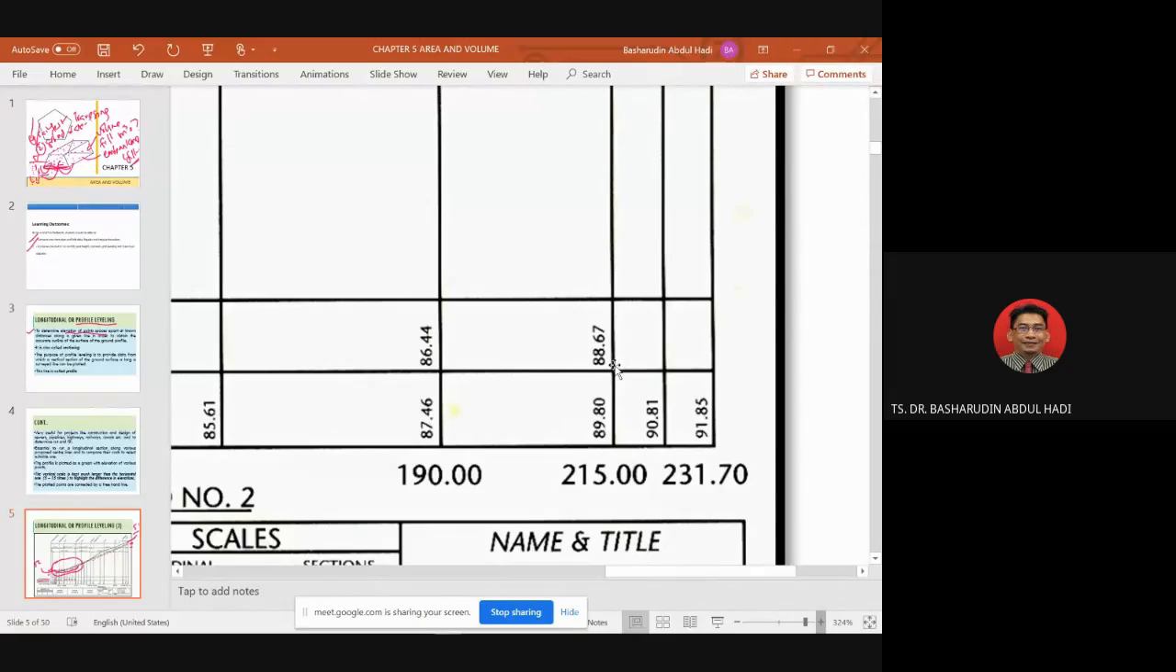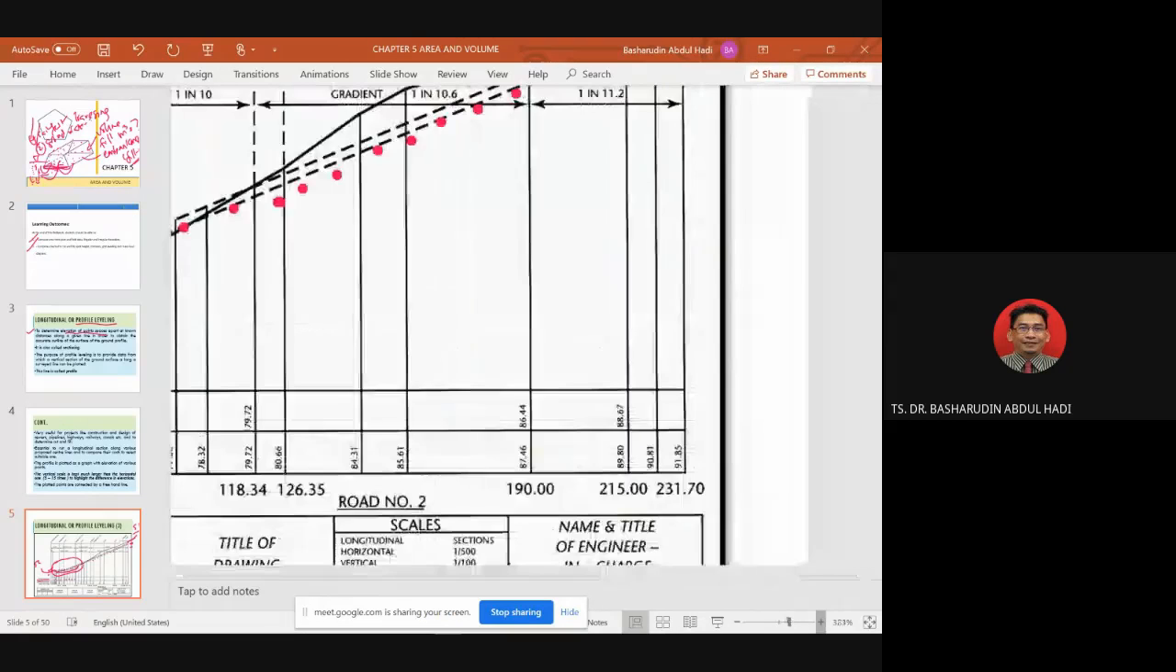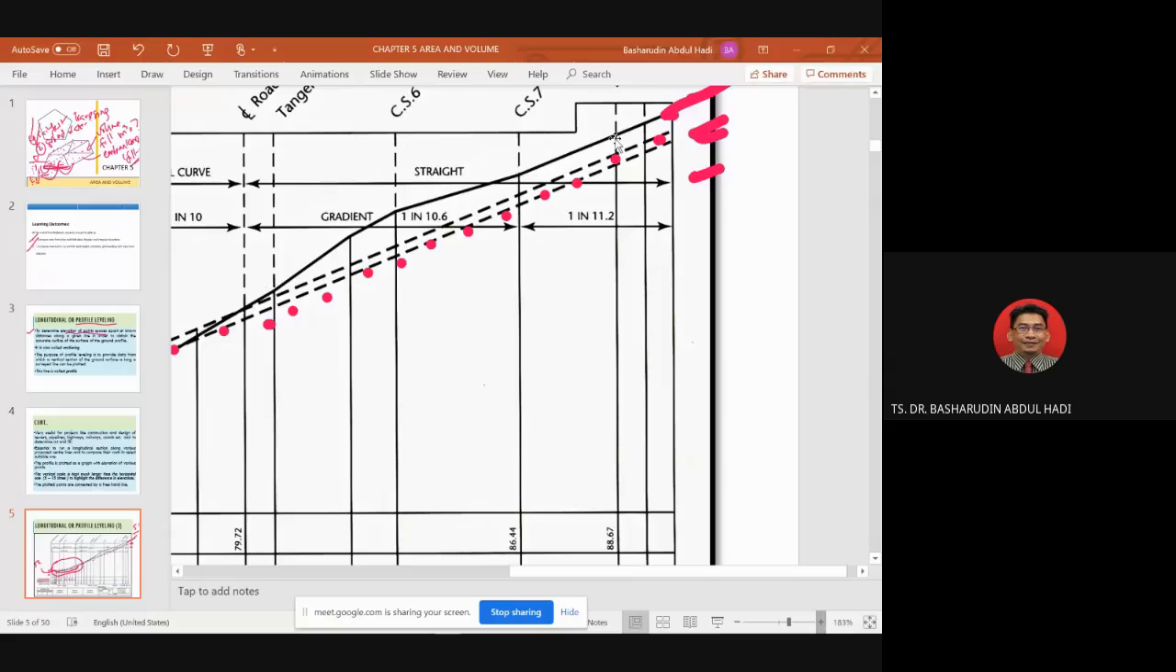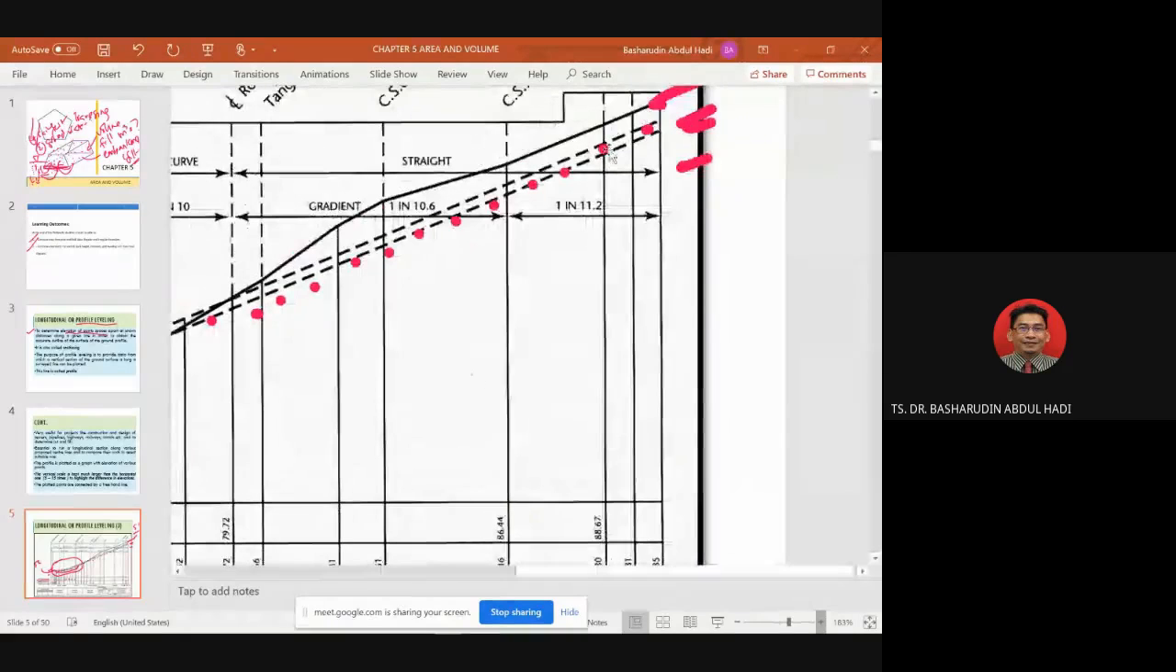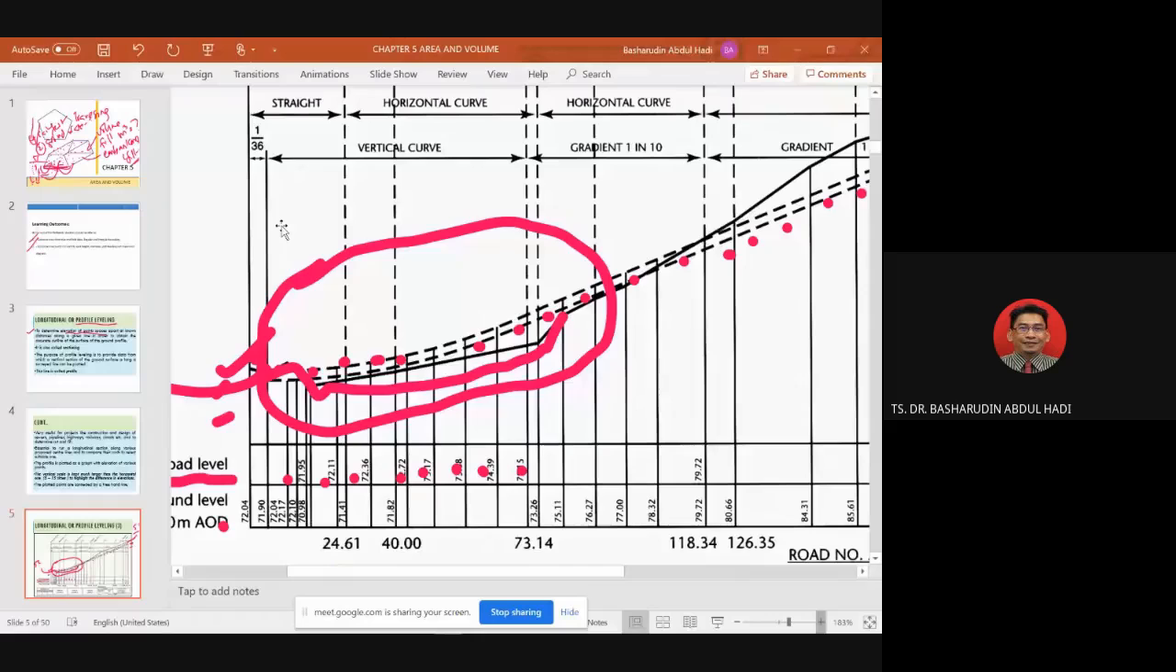So when you look at this one, you understand that 89 is this point. Then 88.67 is this point. Okay, it means that we should cut this, until this point, because this one is the chainage. So this one, we want to make sure like this. So this area, first we cut. Now we fill up, until this point. Okay?